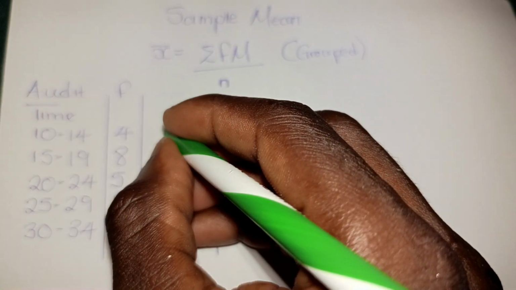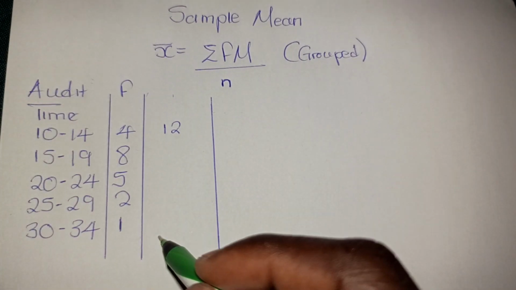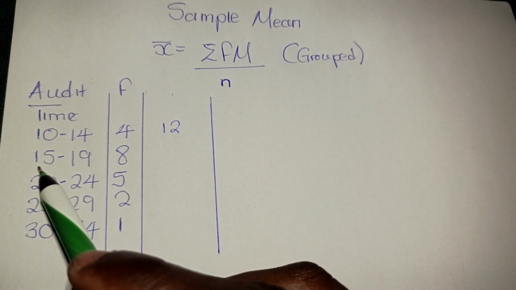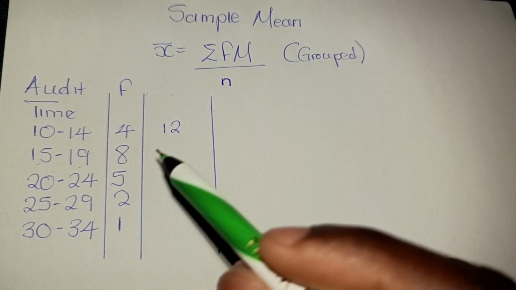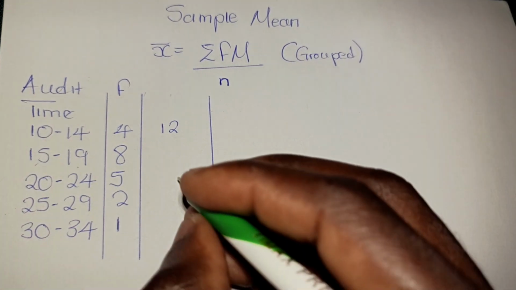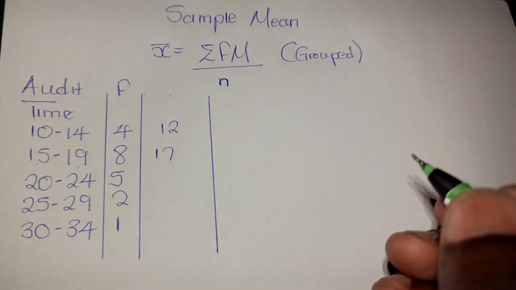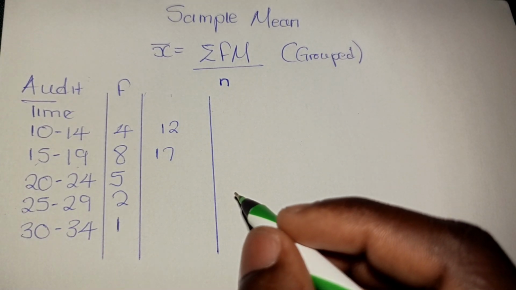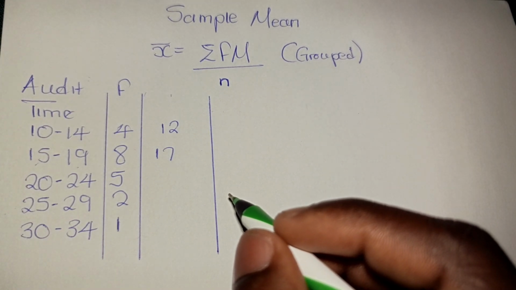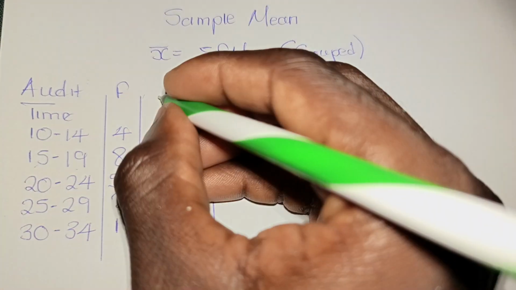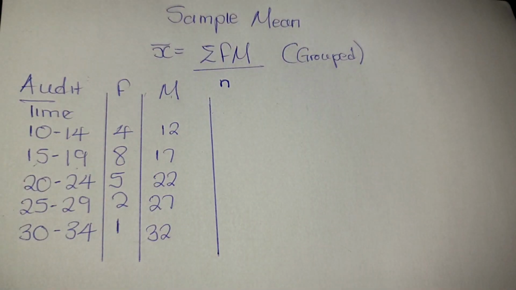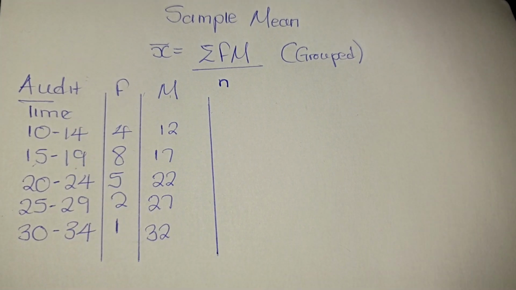So immediately you have that. You also do the same for these other columns. 15 plus 19, you get 34. 34 divided by 2, you get 17. When you do the same for the remaining columns, these will be your results. We'll call this the midpoint of the audit time.